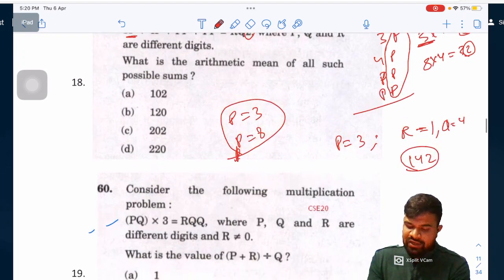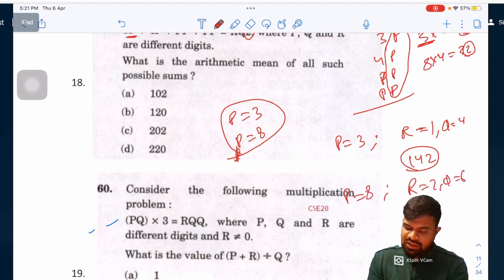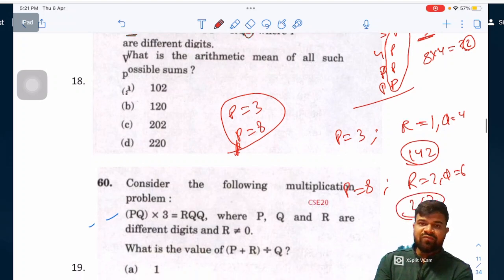When you put P equals 8, you will find that R is equal to 2 and Q is equal to 6. RQ2 is 262. Now you need to find the average of these two numbers.